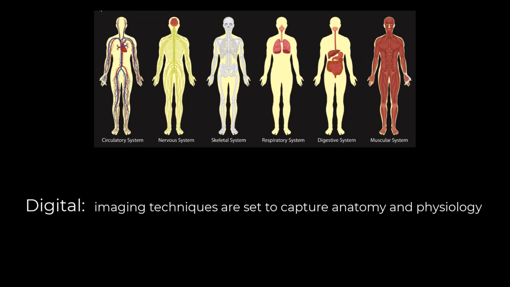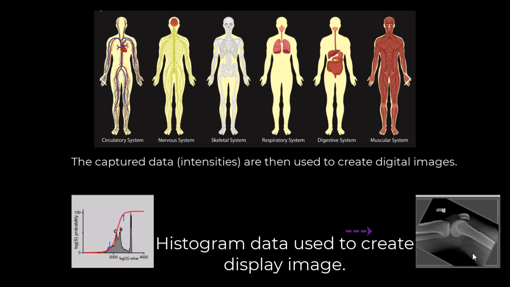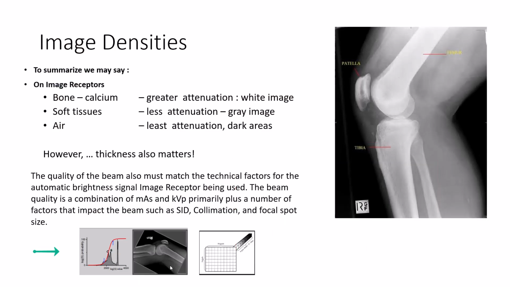Digital imaging techniques are set to capture anatomy and physiology. Ionizing radiation interacts with tissue density to create proportional intensities captured on the image receptor. The data is creating a histogram which is used to display the image. The display can be changed through data manipulation. Here we can see how a lateral knee was created using bone, soft tissue, and air.